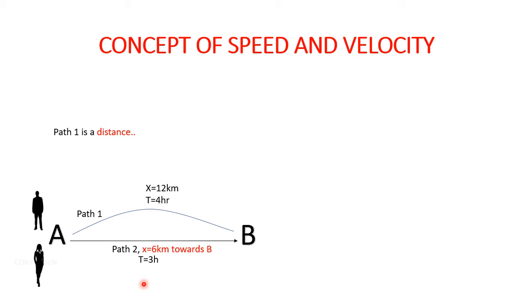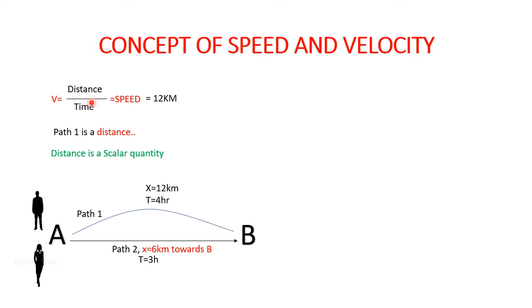We know path 1 is distance, and distance is a scalar quantity, right? Because it is only magnitude, there is no mention of direction, while in path 2 there is a mention of direction, so it is a displacement. So path 1 is a distance, and distance is a scalar quantity. We know speed is equal to distance divided by time. Small v is denoted by speed. When we divide distance by time, it gives a speed.